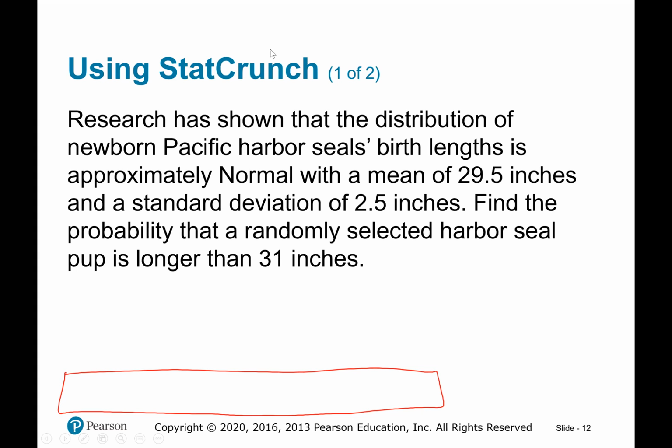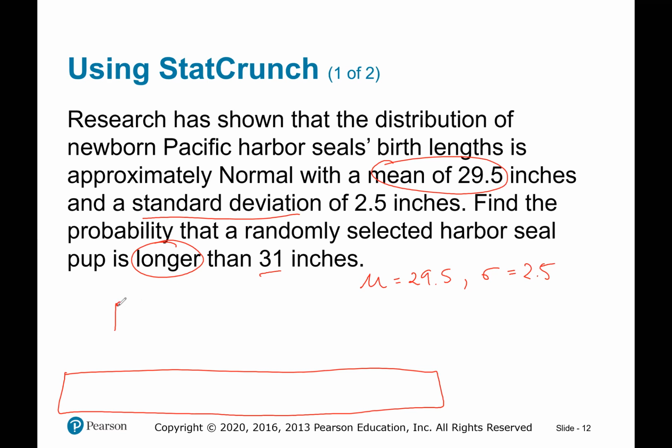All right. So now we will talk about using StatCrunch. Okay, so research has shown that the distribution of newborn Pacific harbor seals' birth length is approximately normal with mean 29.5, right? And the standard deviation is 2.5, right? Find the probability that a randomly selected harbor seal pup is longer than 31. Okay, what does that mean? It means you are looking for the probability that X is greater than 31, right?